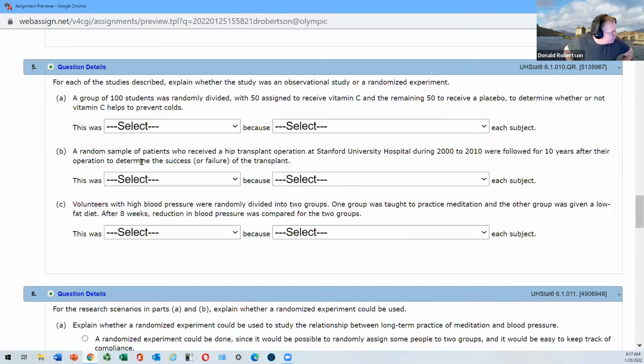So in the second story, a random sample of patients who received a hip transplant operation at Stanford University Hospital during the time period 2000 to 2010 were followed for 10 years after their operation to decide on its success or failure.